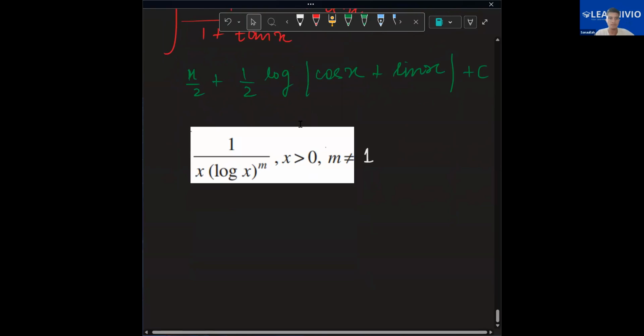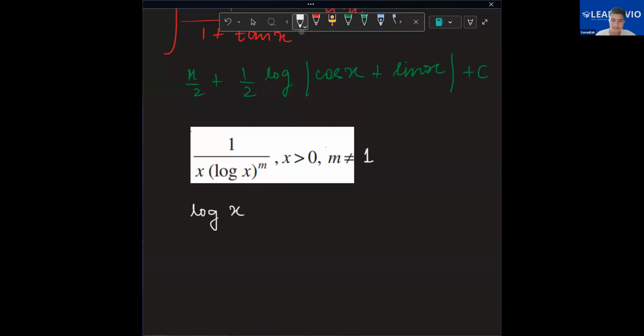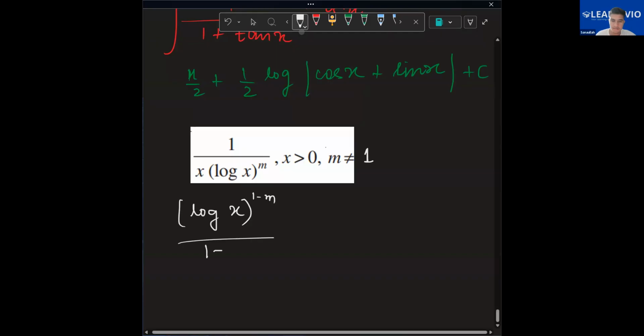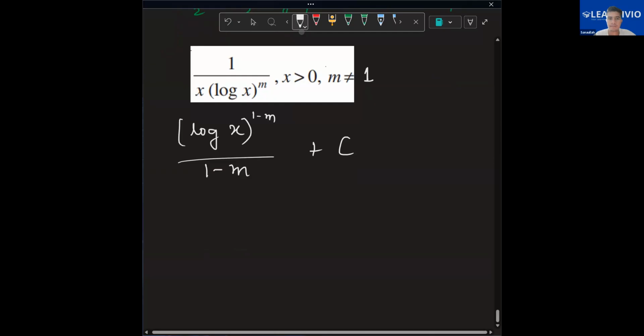Answer. Okay, what's the answer? Log x raised to 1 minus m divided by 1 minus m plus c. Don't forget the plus c with it. Log x raised to power 1 minus m upon 1 minus m plus c, right? Yes, sir. Okay, what substitution did you use?